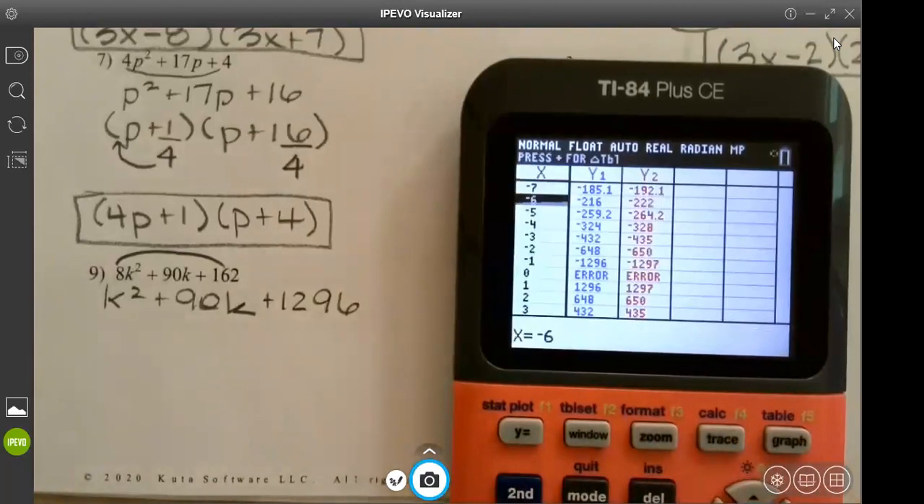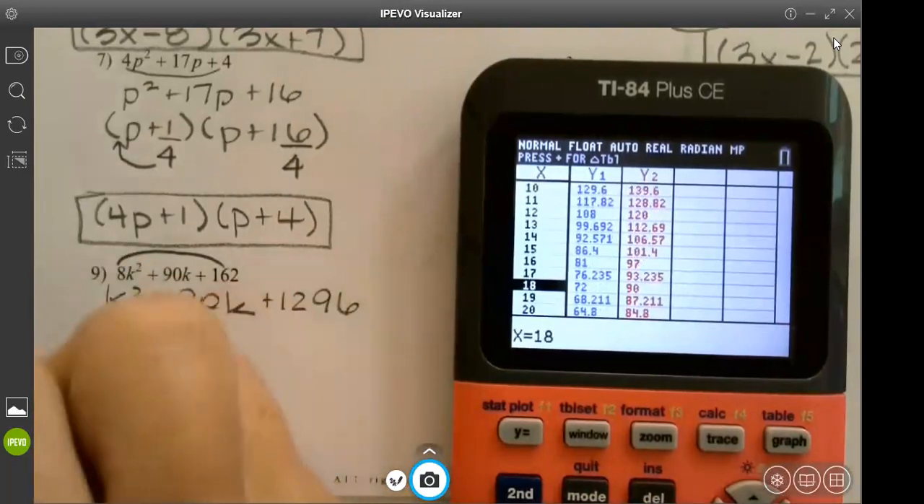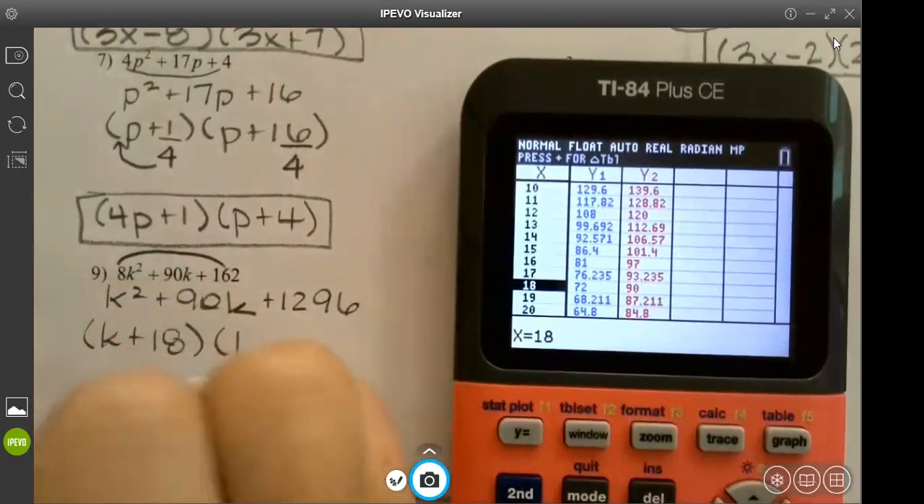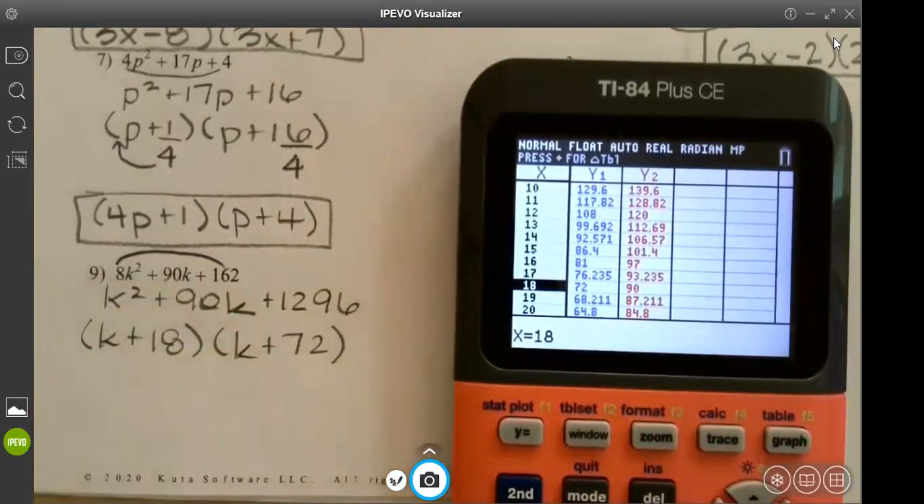Again, your calculator will do it for you. When you go to your table, you're looking for 90. You can see the numbers are going down in the red column. So I want to keep going down until I get to 90. Where's 90? So there they are. 18 and 72. So a positive 18 and a positive 72. Now this one's kind of sneaky. This one's kind of sneaky.